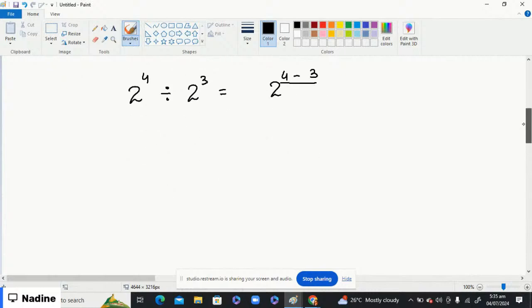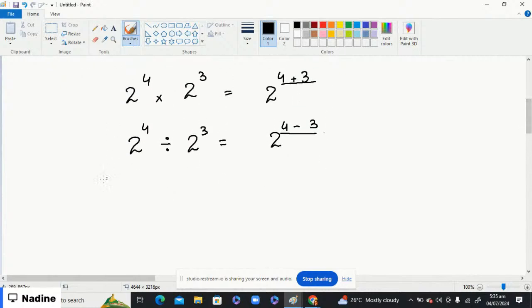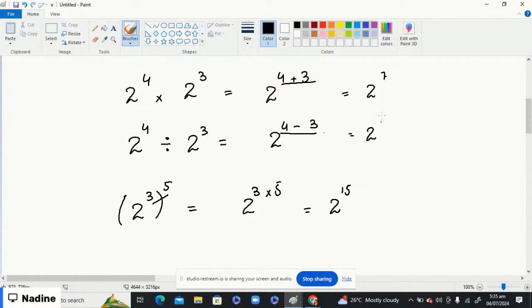When there is a power of a power rule, what does it mean? For example, here is 2 power 3 into power 5. You multiply these two, 2 power 3 times 5, and you get 2 power 15. Here you get 2 power 7. Here you get 2 power 1. These are the three rules we discussed. In the product rule, if the bases are the same, their powers are added, and for the division rule their powers are subtracted if the bases are the same.